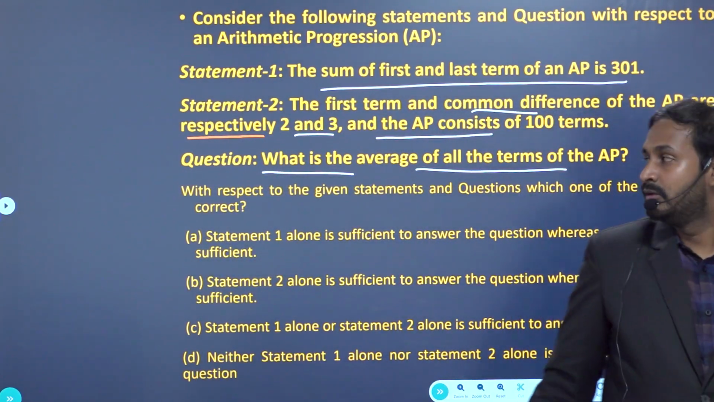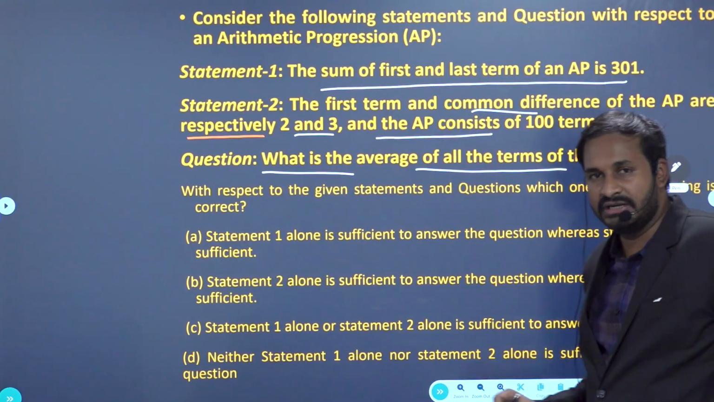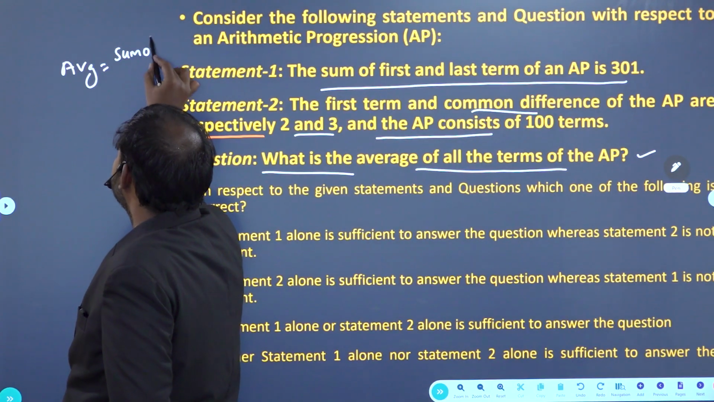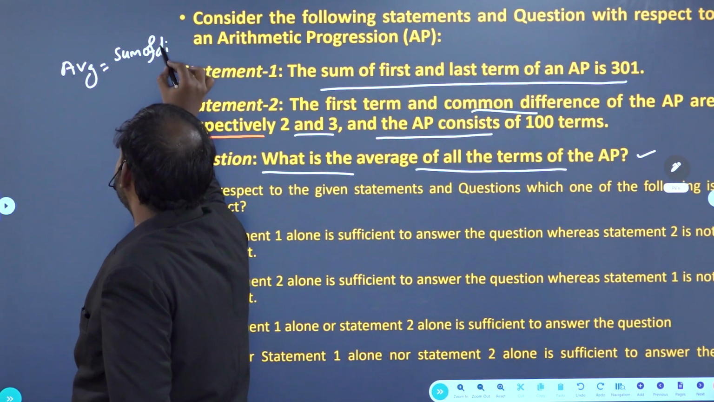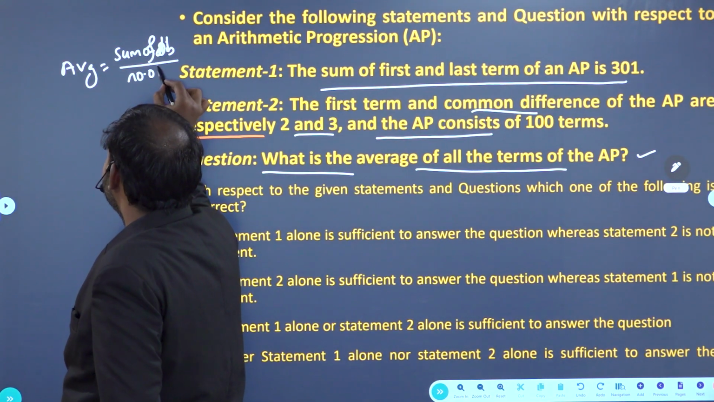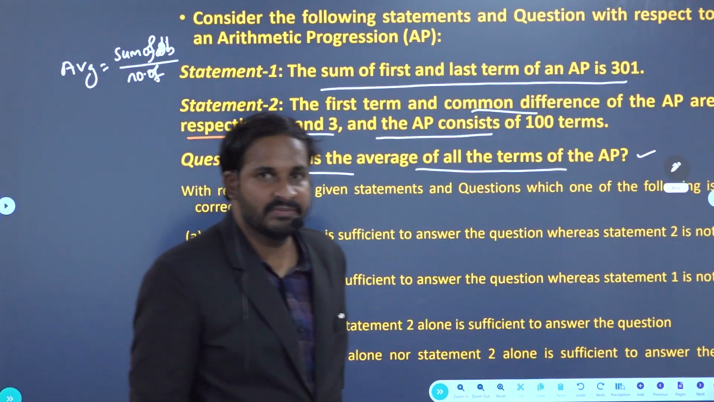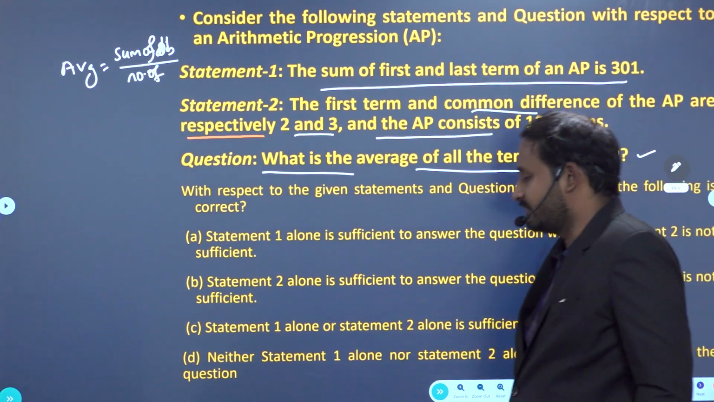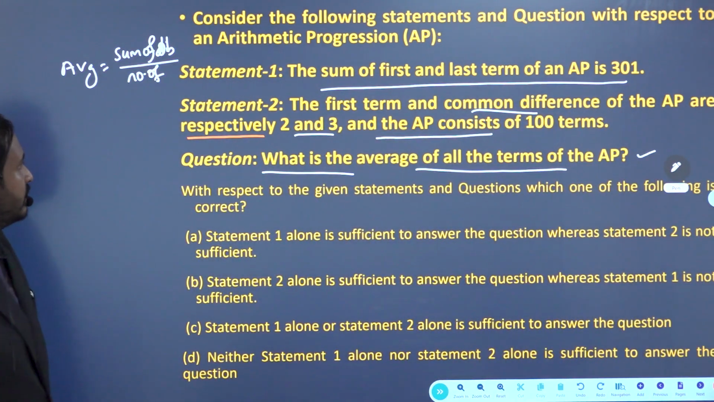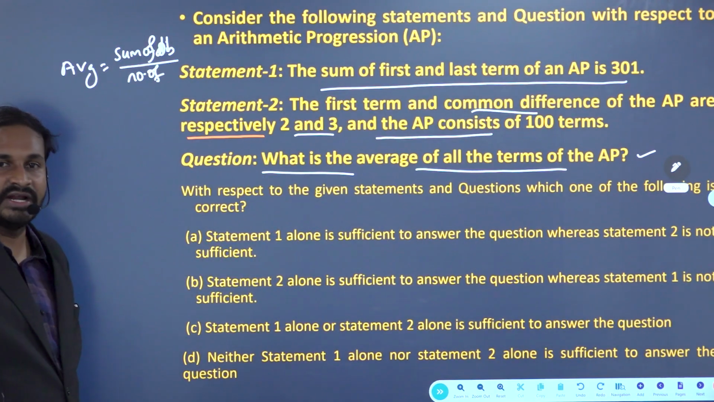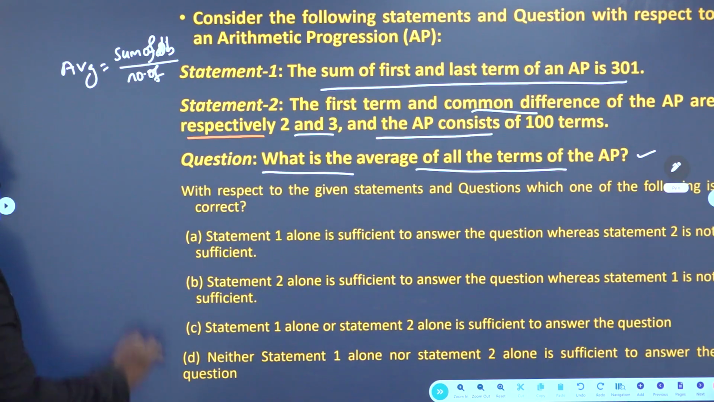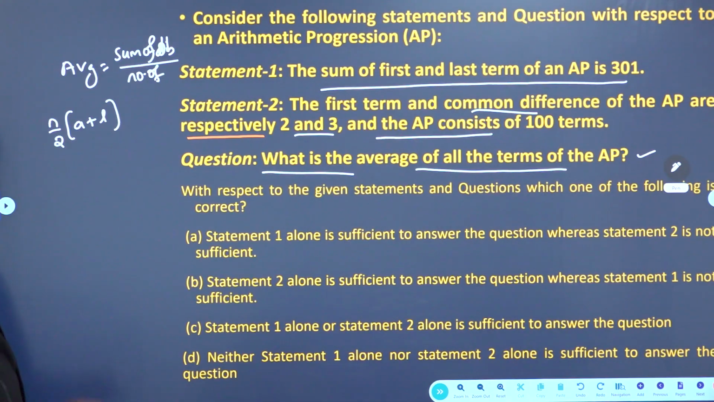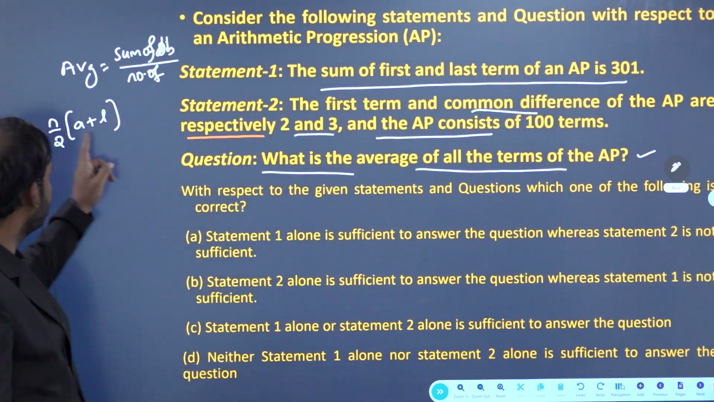Generally tell me, first of all, how do we find the average? What is the common formula for average, students? Sum of observations by number of observations. That means in this case, first we need to find the sum of the observations. Now please see here, students, from the first statement, can we find the sum of observations? Actually the sum of numbers in AP is n by 2 into first term plus last term, right? Here the sum of first term and last term was given. That means a plus l is 301.